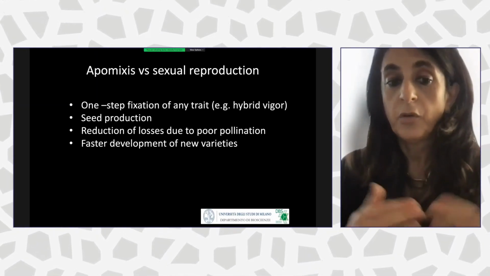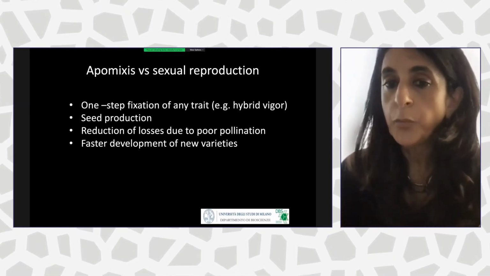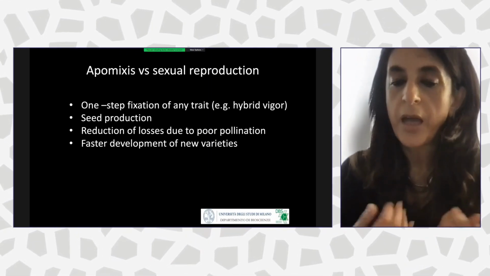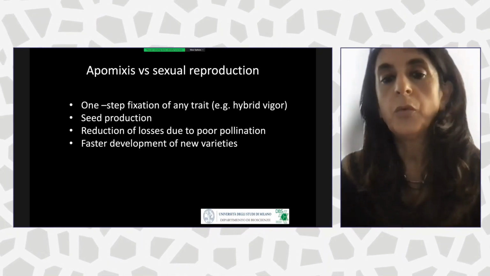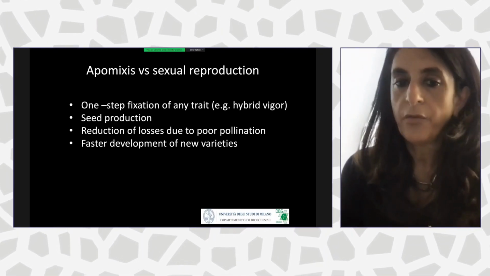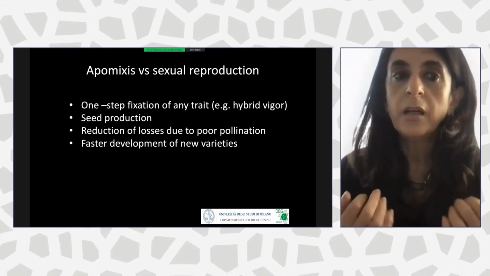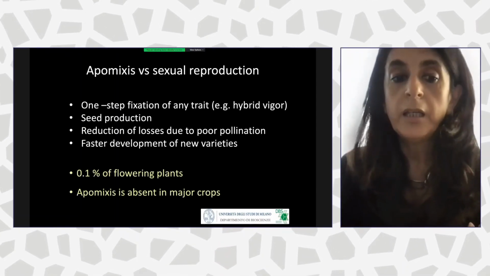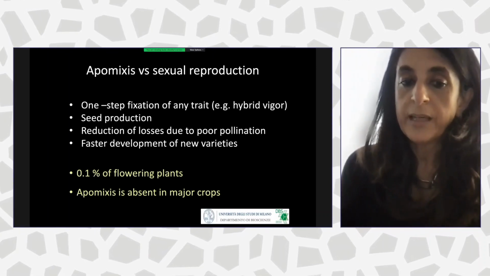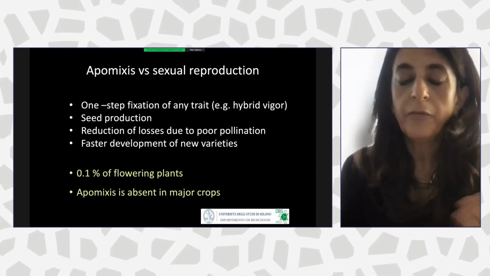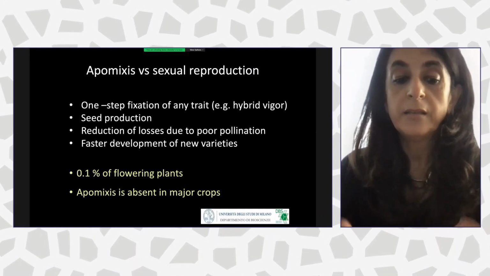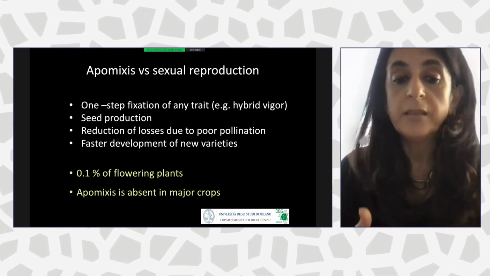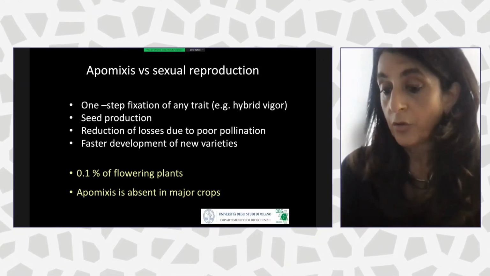For all these reasons, there are many groups in the last decades that have invested a lot of time, energy, and money to try to understand the genetic basis of apomixis. That is a very rare reproductive strategy in nature. Indeed, only 0.1% of the flowering plants present this type of strategy. And also, I have to say that apomixis is absent in the major crops.